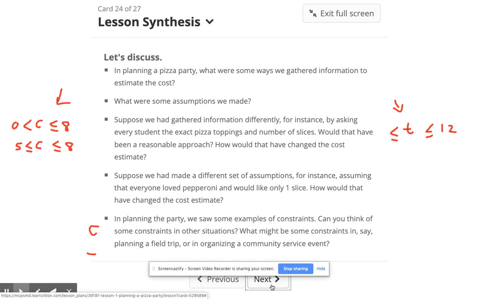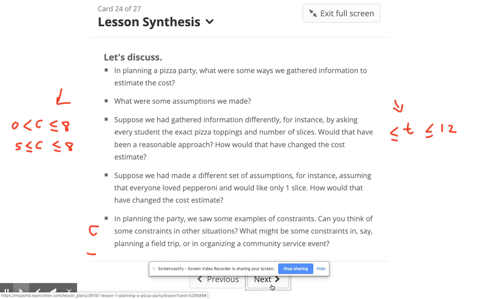In planning a pizza party, what were some ways we gathered information to estimate cost? Again, we needed to know how many students, how many slices per student, how many pizzas, how many slices were in a pizza, the cost of a cheese pizza or a topping pizza, what the tax was, and if there was a delivery fee. There were so many different factors that go into the pizza party. How big are these slices? Are we getting the large? The extra large? A medium, a small? We don't know.